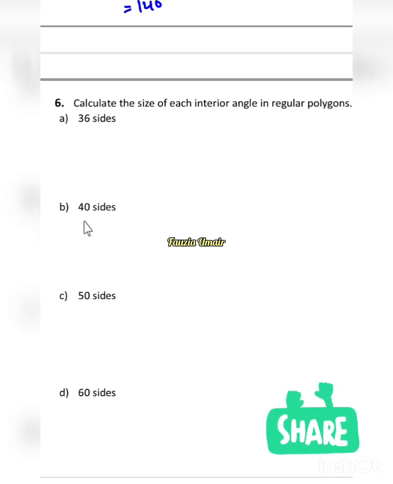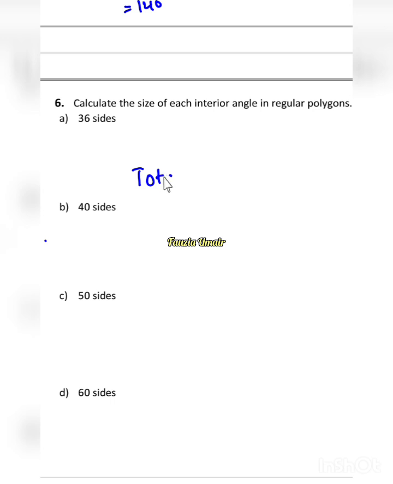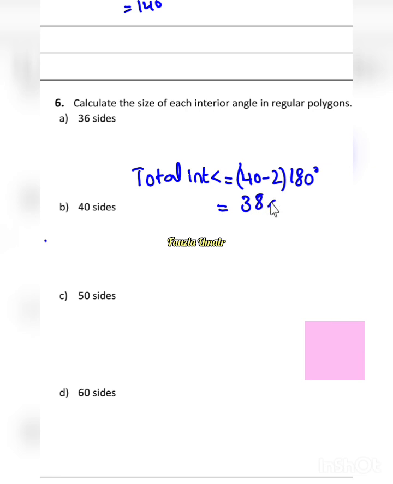So I will just solve one part. Let's say I'm solving this B part, the rest of the parts you can do as practice. So 40 sided figure, so I need to find out the total interior angle, because without that I cannot find the size of each interior angle. So total is n minus 2, so it would be 40 minus 2, where n is 40 in this particular case, into 180 degree. So 40 minus 2 is 38. 38 into 180. So I need to calculate this.